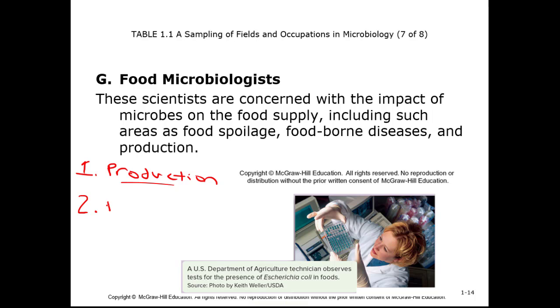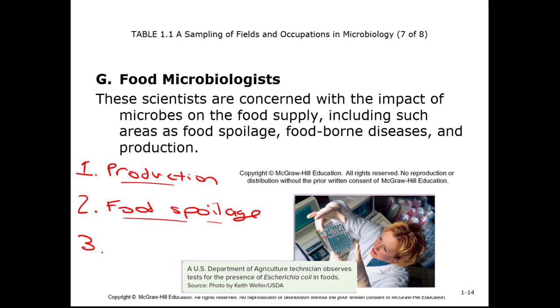The second thing we have to think about is food spoilage. What are some things we can add to our food to help prevent it from spoiling? I'm sure you could think of some, like salt, acid, preservatives, things like that, because we don't want our food to spoil so fast before we can get it from the grocery store to our house, right? So we actually need to come up with these kinds of preservatives.